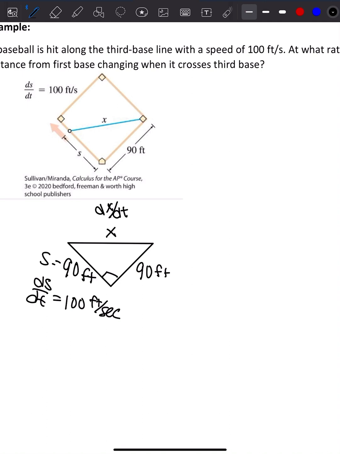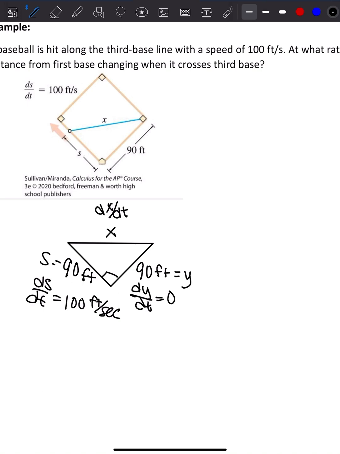The other thing that we know is that first base isn't going to be moving, so the ball's distance from first base is going to always be consistent, or this side of our triangle is always going to be a consistent length, meaning that the rate of change of this side, which I am now going to call y at this point, is equal to 0.